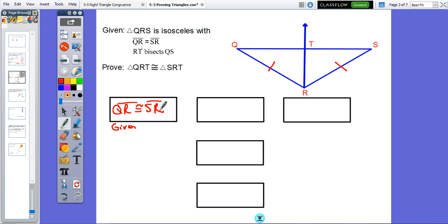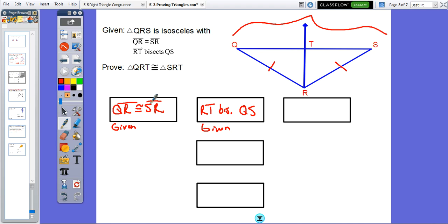So you write the statement inside the box, and you write the reason right outside. The next one says RT bisects, that's shorthand, QS. So this ray right here bisects this entire side right there. That's also given information.